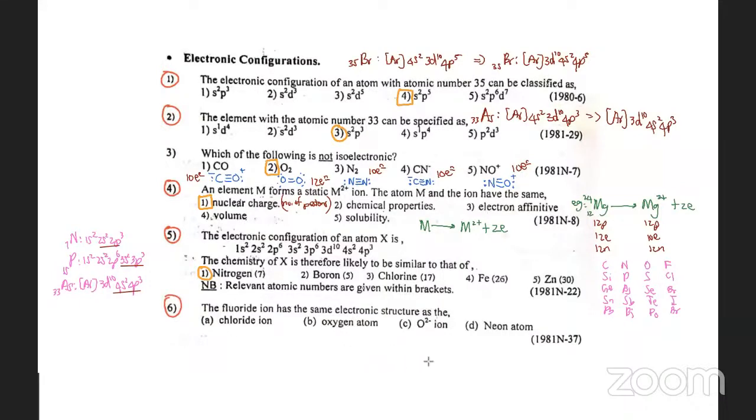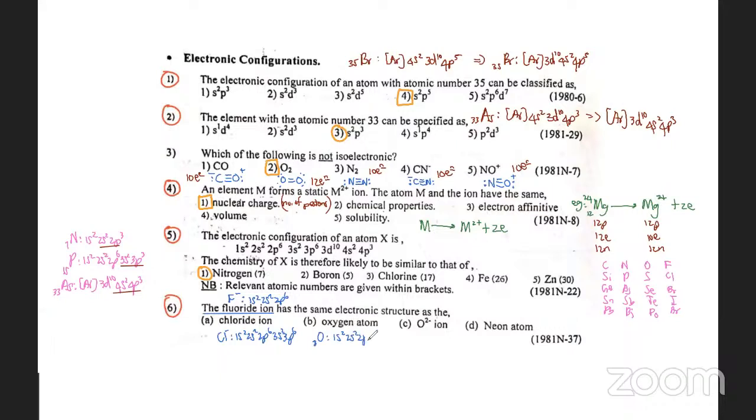Right, next one. The fluoride ion has the same electronic structure as, okay, what about that? Chloride ion. When you take the fluoride ion, the fluoride ion means F minus, no? F minus is 1s2, 2s2, 2p6, remember. Chloride ion, Cl minus, is 1s2, 2s2, 2p6, 3s2, 3p6. So it's similar to argon. Oxygen atom, O is 8, right? So that is 1s2, 2s2, 2p4.